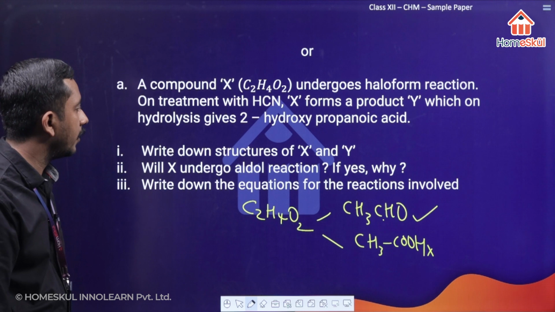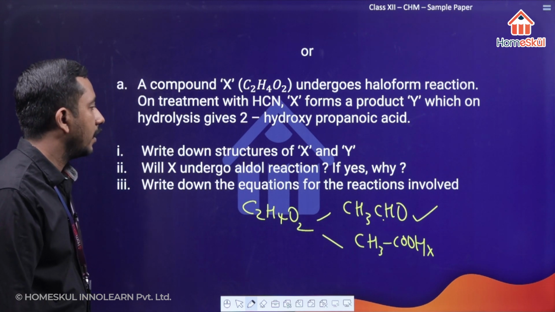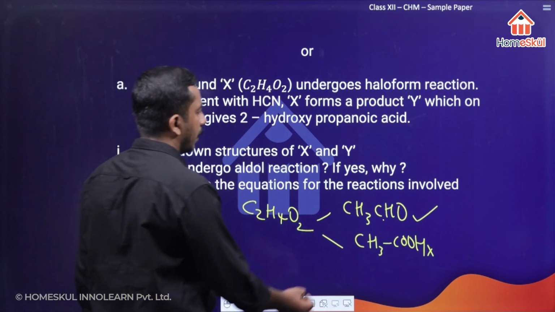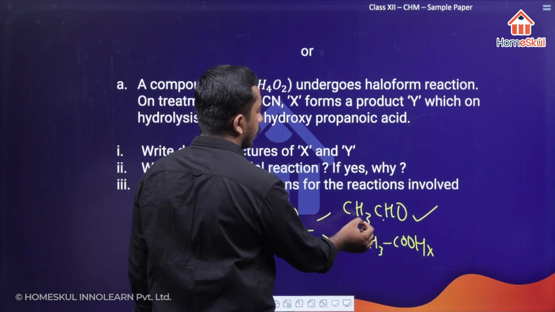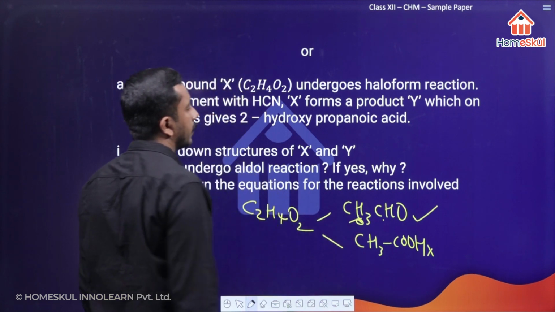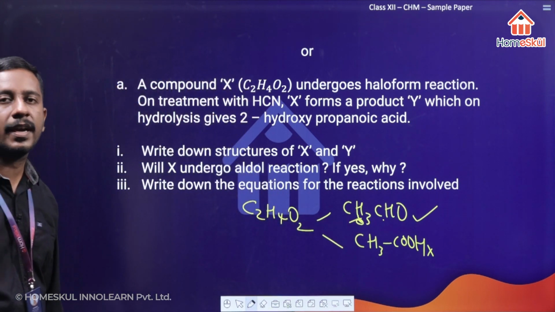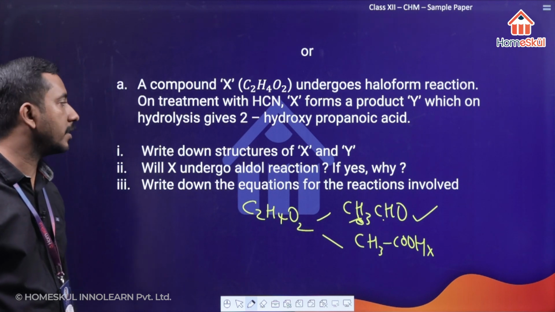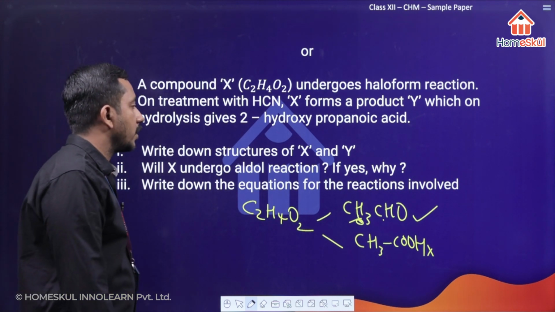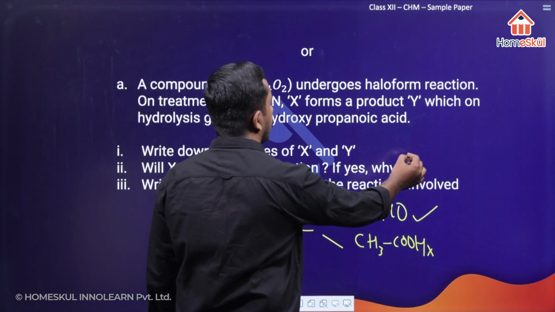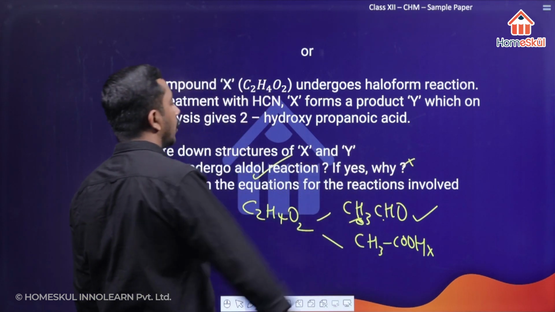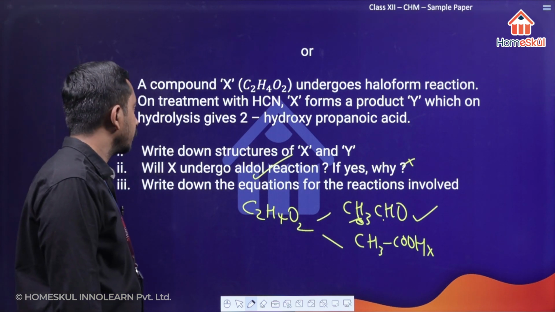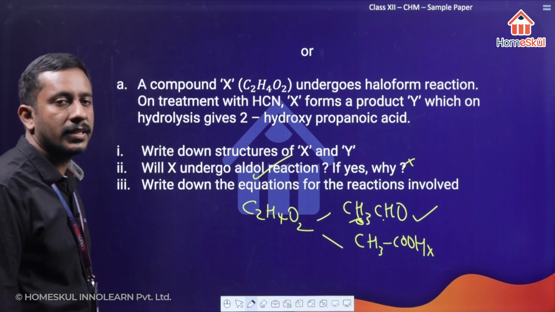And will X undergo aldol reaction? Yes, this is an aldehyde which is having alpha hydrogens. Right? So aldehydes and ketones which have alpha hydrogens will undergo aldol reaction and will give the corresponding aldol products and aldol condensation products. So due to the presence of alpha hydrogens, the compound X that we have taken will undergo aldol reaction and give the corresponding condensation products. So that answers all the questions that have been asked here.